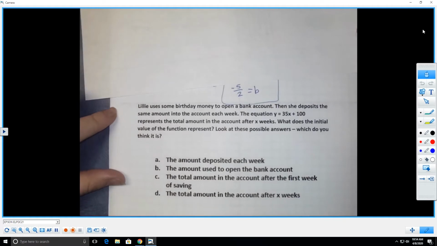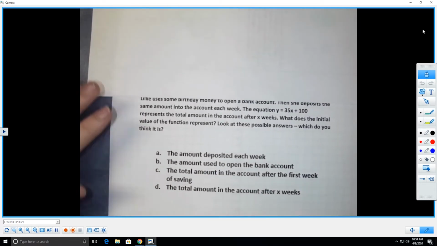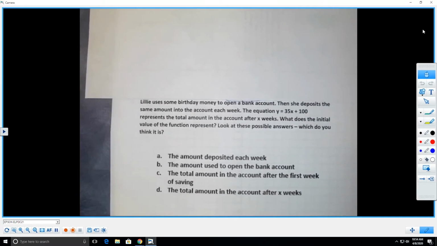Here is our next problem. So it says, Lily uses some birthday money to open a bank account. Then she deposits the same amount into the account each week. The equation y equals 35x plus 100 represents the total amount in the account after x weeks. What does the initial value of the function represent?